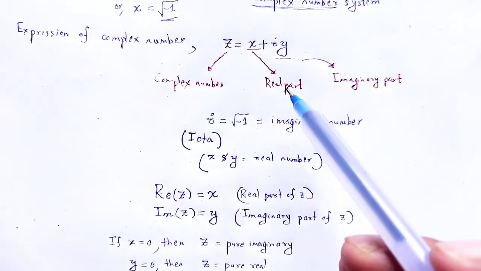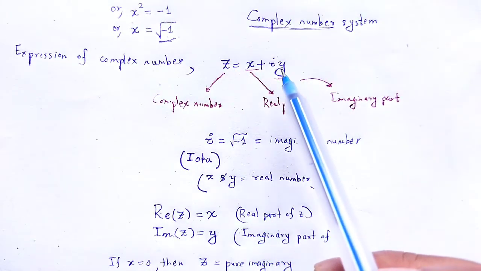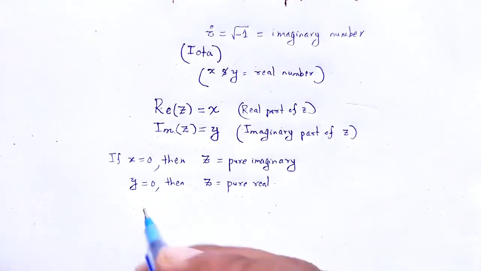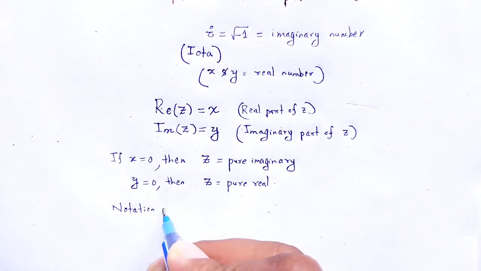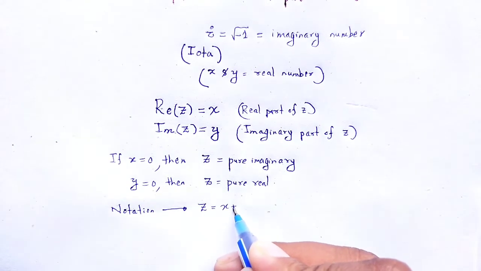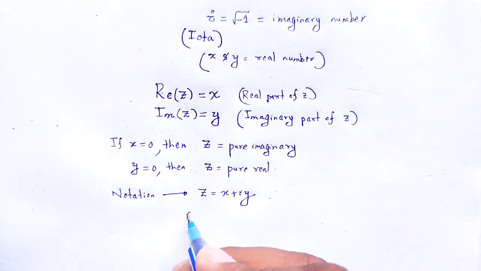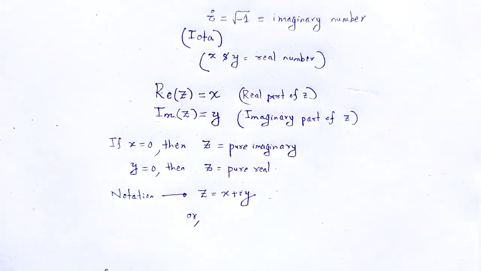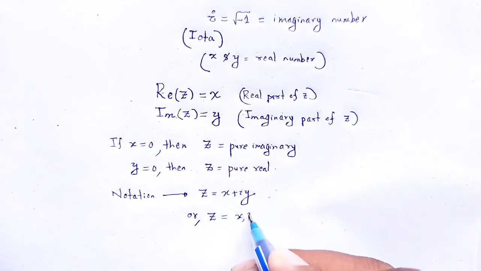Again, there is another notation to write the complex number z is equal to x plus iy. It can be written as z is equal to the ordered pair x comma y.